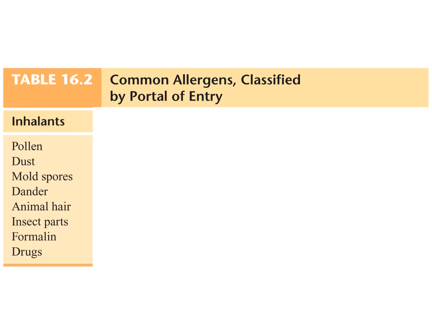The first group enter through the respiratory system, and so they are considered inhalants. And this involves anything you inhale, so anything that is found in the air, such as pollen, dust, mold spores, dander, animal hair, insect parts, and also formalin. Formalin is associated with new furniture, new carpeting that can cause indoor air pollution that you may have heard of. Also, any drugs that are inhaled.